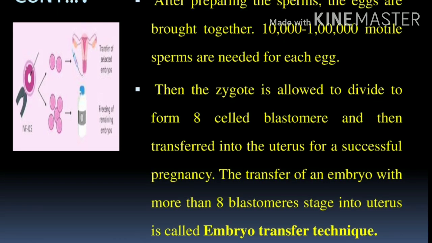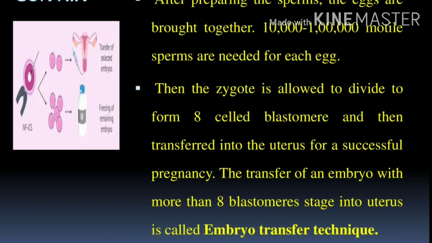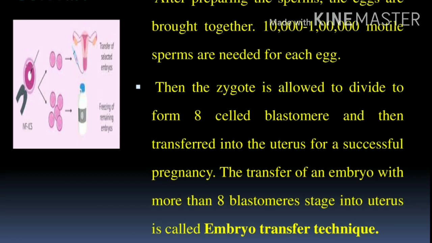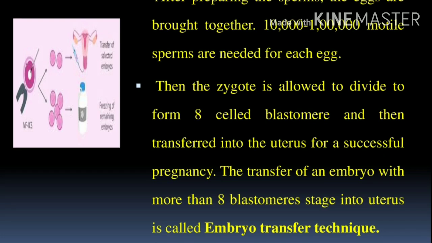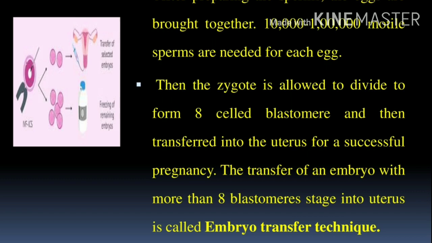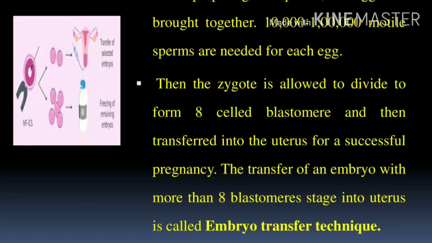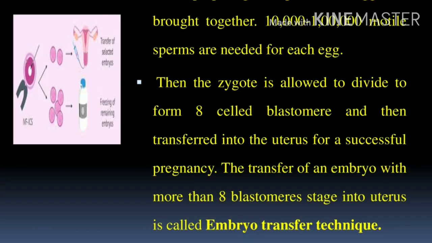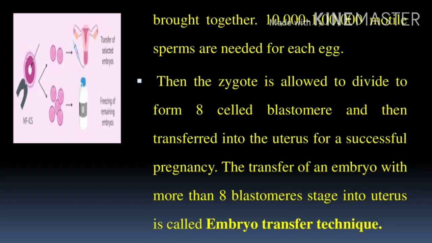Why is IVF otherwise called the embryo transfer technique? Because fertilization is done in laboratory conditions, the zygote is allowed to divide up to the 8-celled blastomere, and next it is transferred into the uterus. That is IVF. Transfer of more than 8 blastomeres into the uterus is called the embryo transfer technique. This is an important 3-mark question, sometimes asked as a 5-mark question.